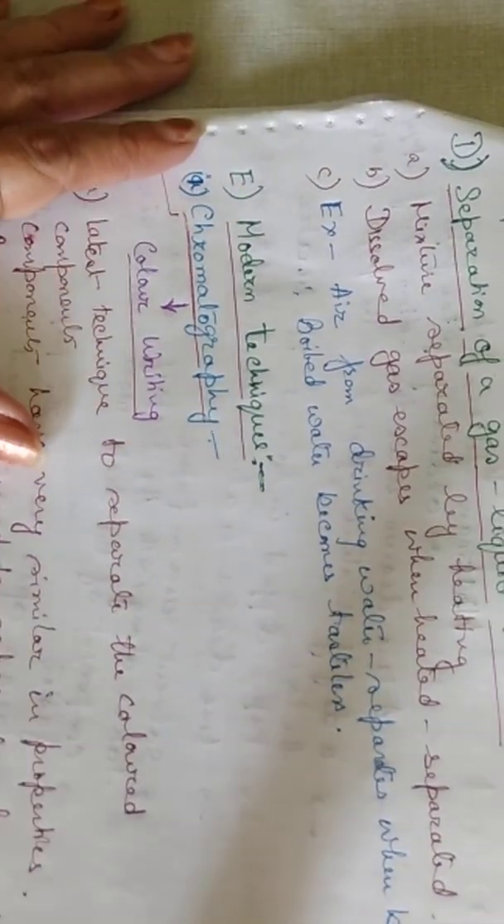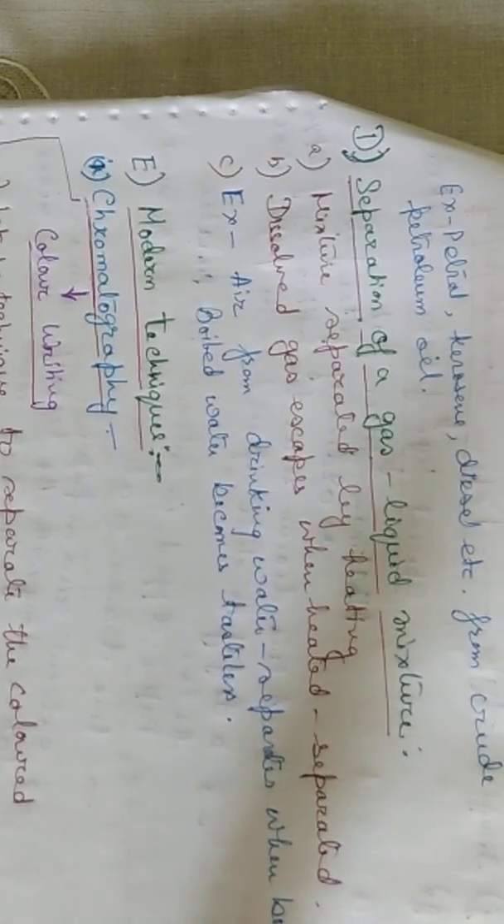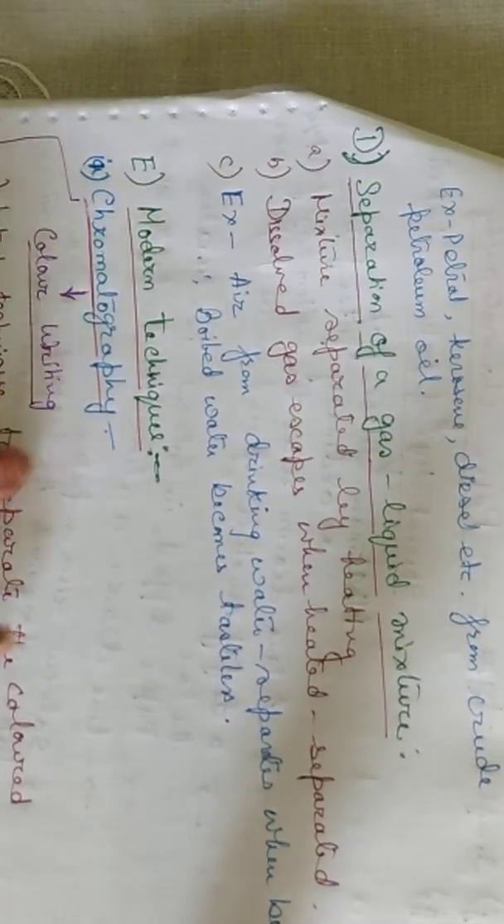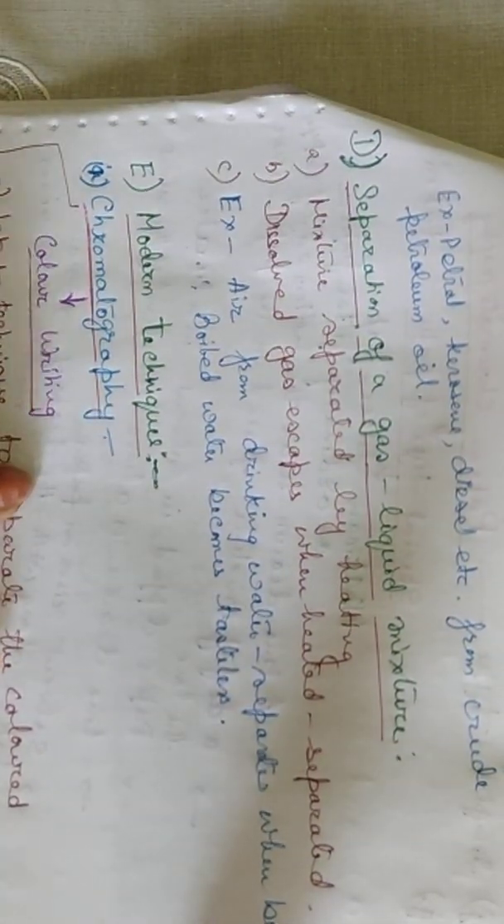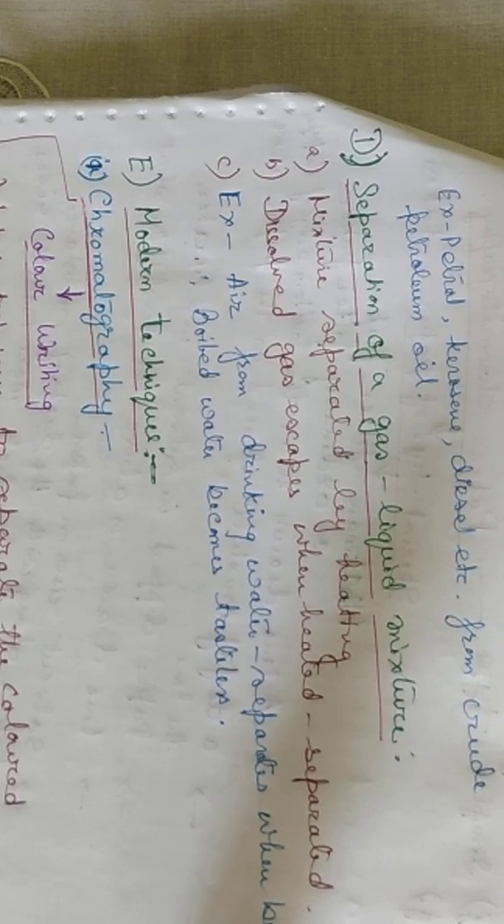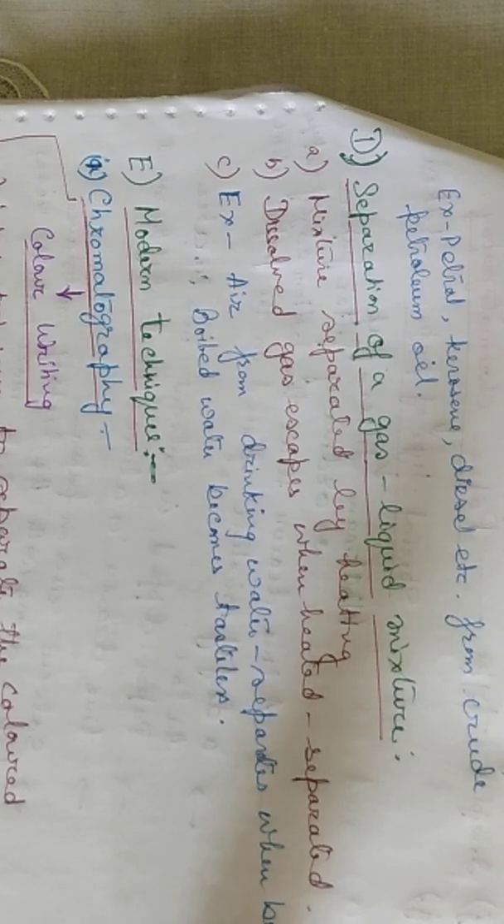Then separation of gas-liquid mixture. This mixture is separated by heating. Dissolved gases escape when heated and are separated. For example, air from drinking water separates when boiled. That's why boiled water becomes tasteless. So this gas-liquid mixture is separated by heating only.